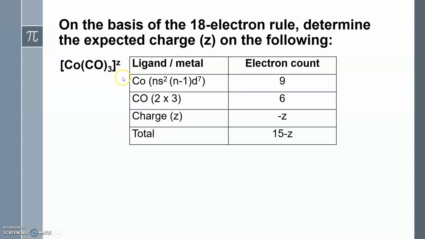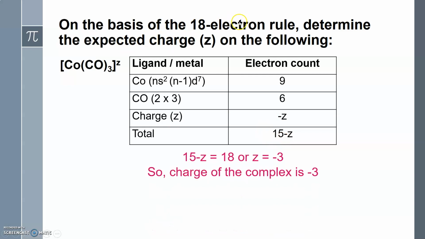Since the charge is Z, it is written as minus Z. So the total is going to be 15 minus Z, which is equal to 18 as given in the problem, or Z is equal to minus 3. So the charge of the complex is minus 3. Suppose you had written the formula like this, then we would have ended up with the answer Z is equal to 3. It is very important for us to go back and check.